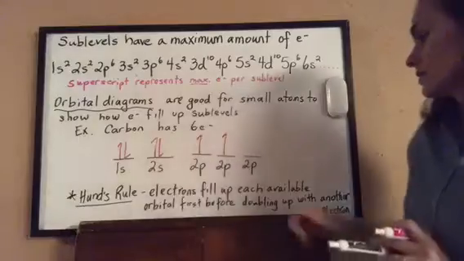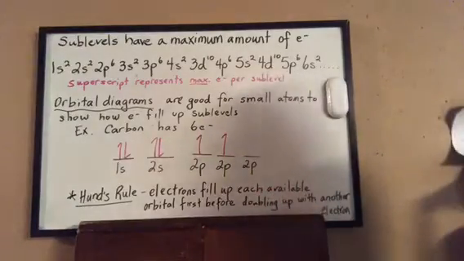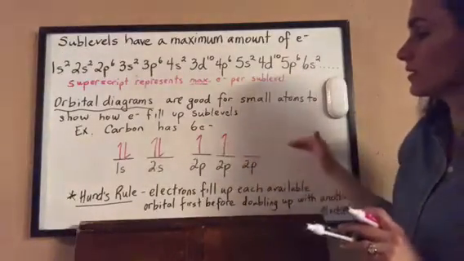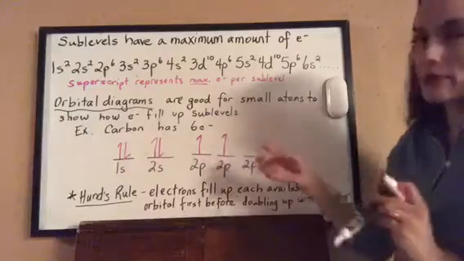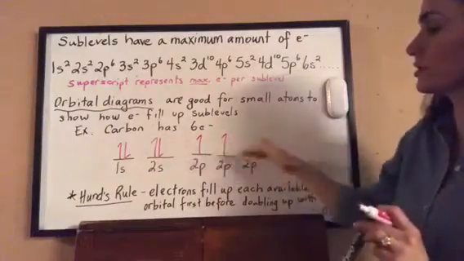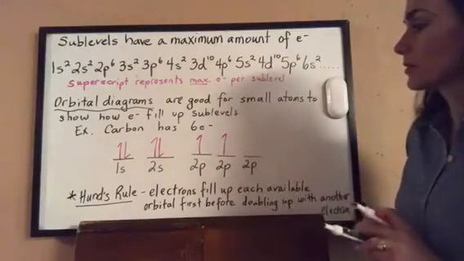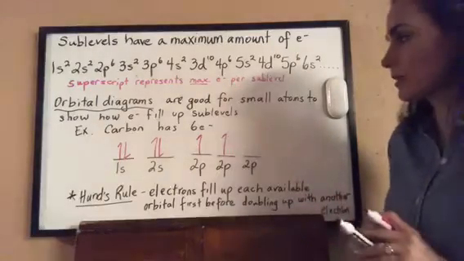So the electrons fill up each available orbital first before doubling up with another electron. That's Hund's rule. So those 2 remaining electrons, they don't pair up right away. They want to have lower energy, so they spread out, and they would fill up each individual orbital first before they would double up.